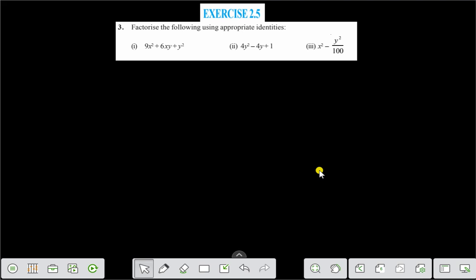Hello everyone. Today I'll discuss exercise 2.5 question number 3. Factorize the following using appropriate identities. Now question number 1.